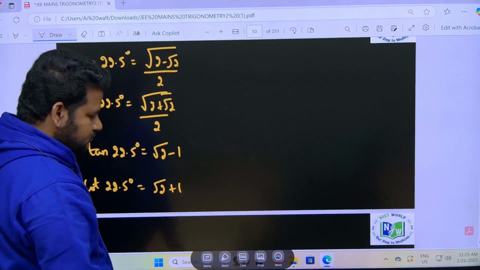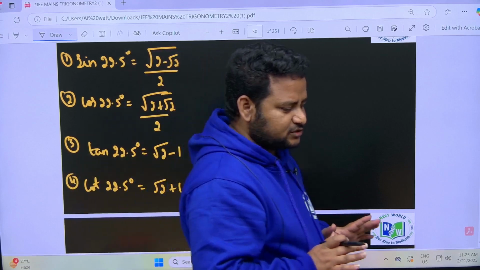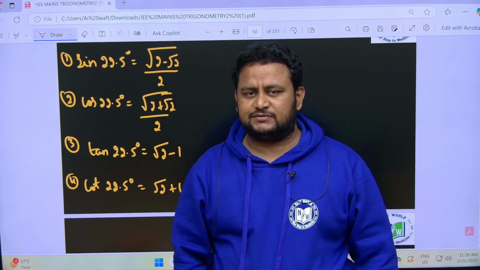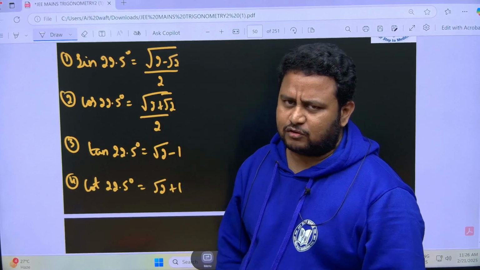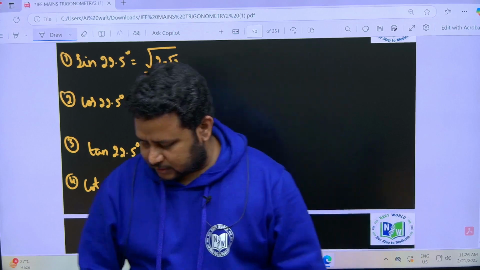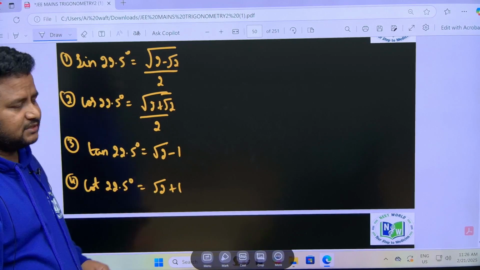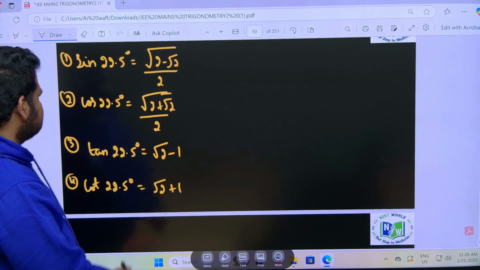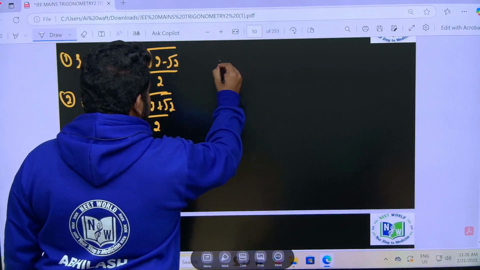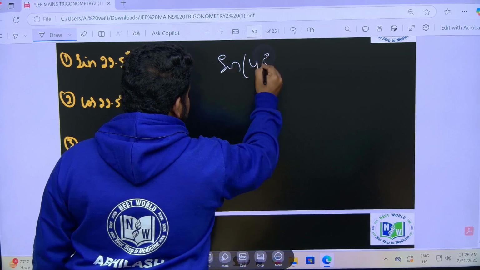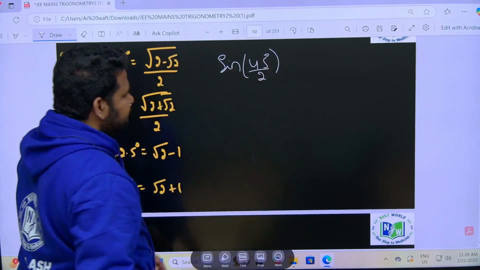Look at this. I absolutely want all my students to remember this also: sin 22.5, cos 22.5, tan 22.5, cot 22.5. But in case you don't remember this, how do you derive it? Sin 22.5 is nothing but what? Sin 45 degree by 2.